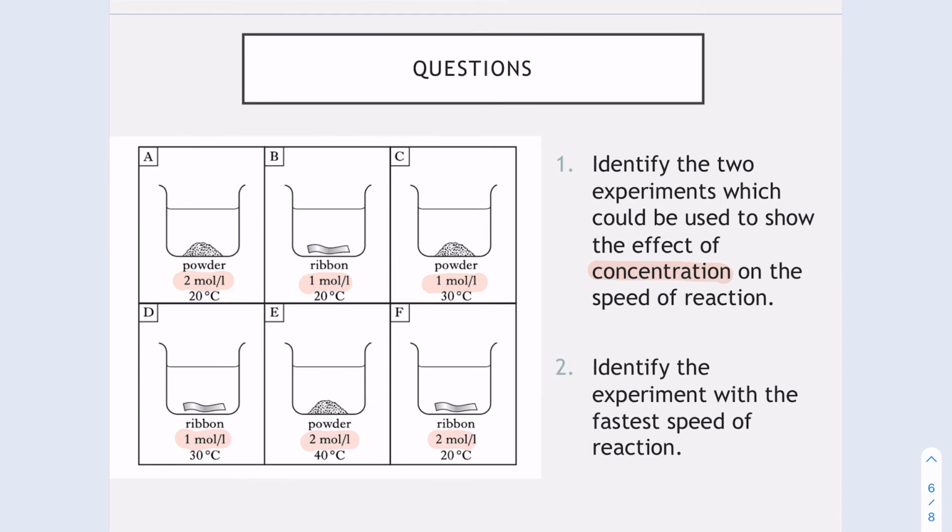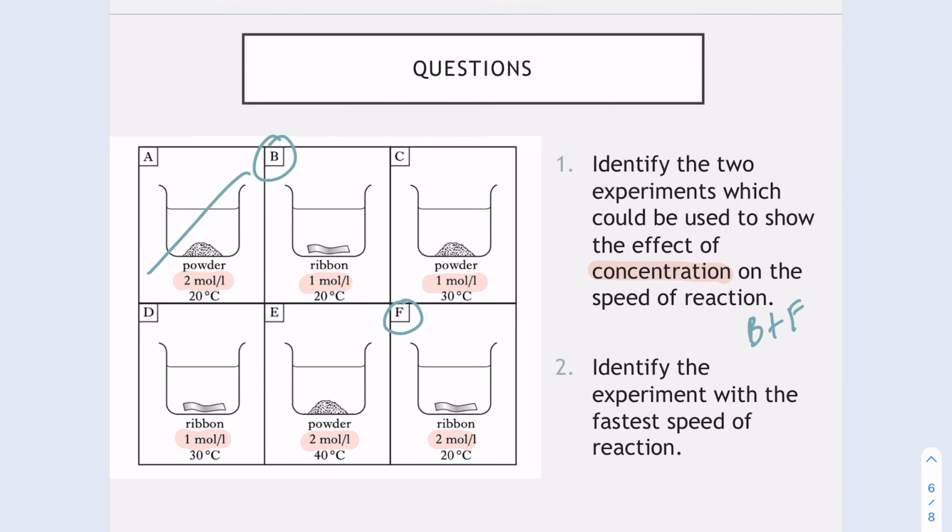So if we take A for example, we've got powder in 20. Do we have anything else that's powder in 20? No, we don't. So we're not going to be able to use A. We've got ribbon in 20. Have we got anything else that's got ribbon or 20? Yes, we've got F. So let's compare B and F. They're both ribbon. They've got different concentrations and they are the same temperature. So you could say that B and F could be used to identify the effect of concentration on reaction rate.